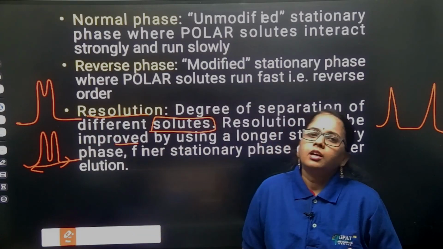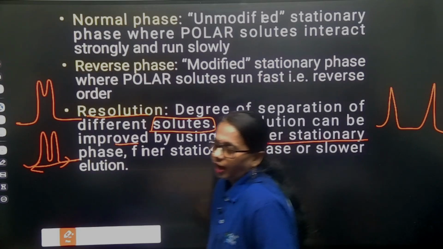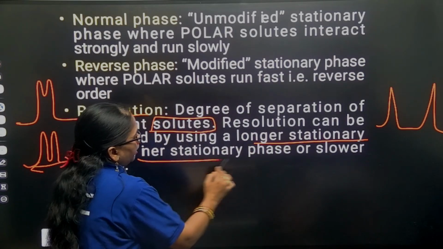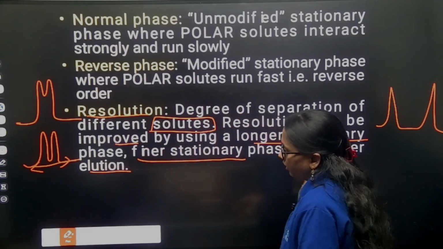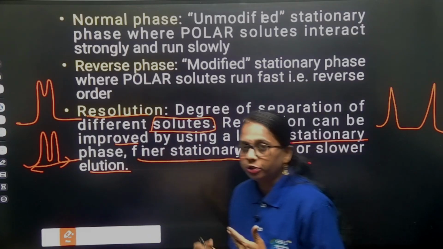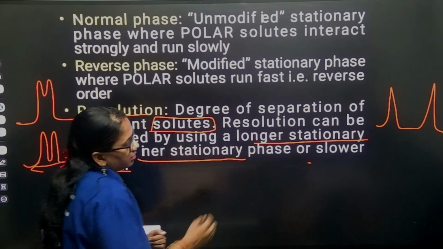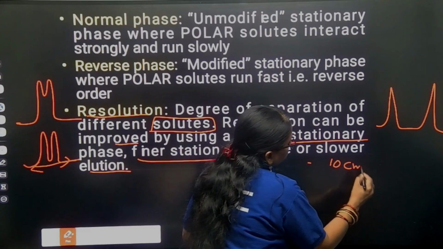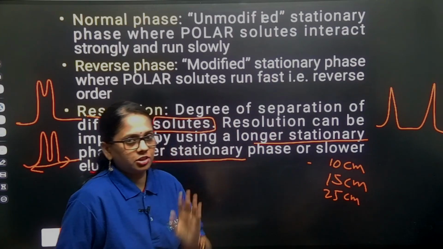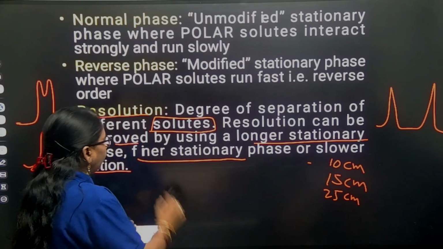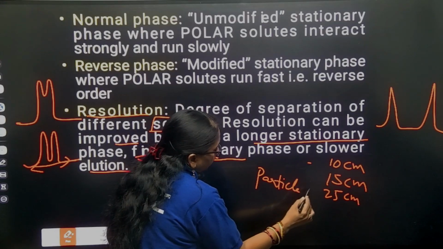This resolution can be increased by using different approaches. One of the simple approaches is using a longer stationary phase, and finer stationary phase, or slower elutions. In this way the runtime could be more, but if you use a proper longer stationary phase, instead of using a 10 centimeter column, go with a 15 centimeter or 25 centimeter column. Longer stationary phases you can use.